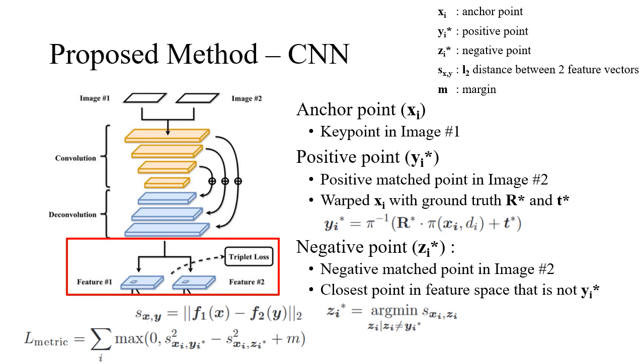Here we will talk in more detail about those 3 points which will be used to compute the triplet loss. First is the anchor point, which is the key points of image 1. Next is yi, the positive match point in image 2.